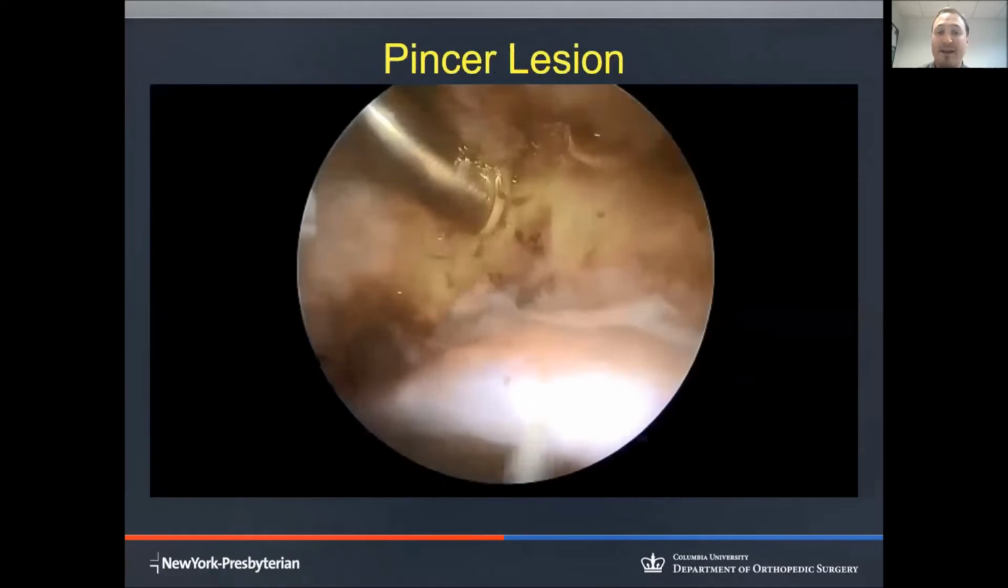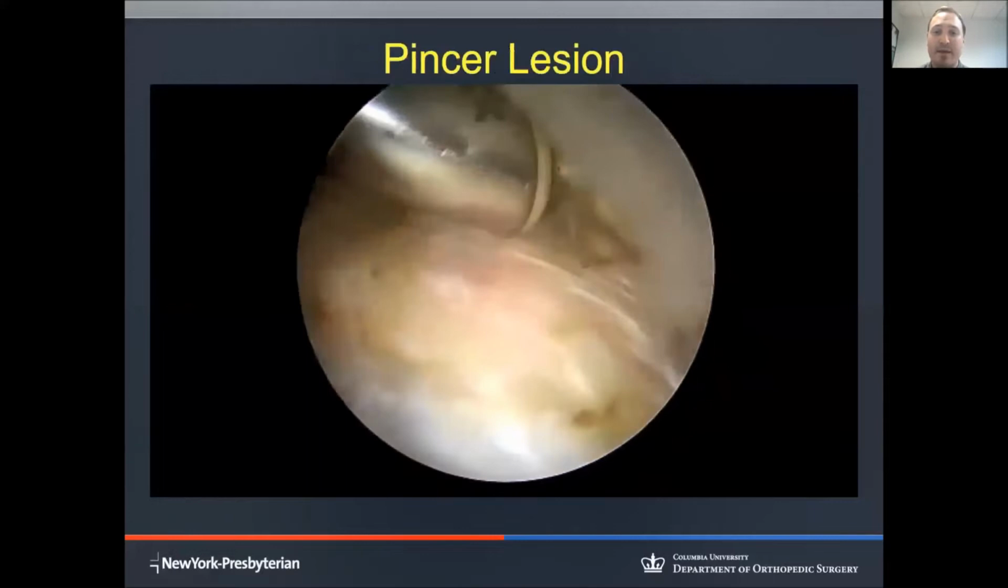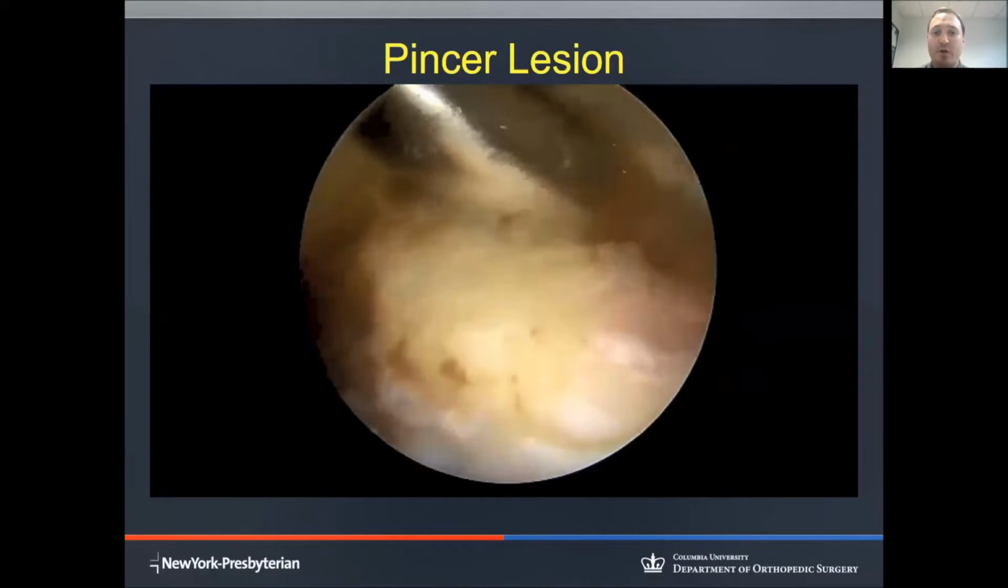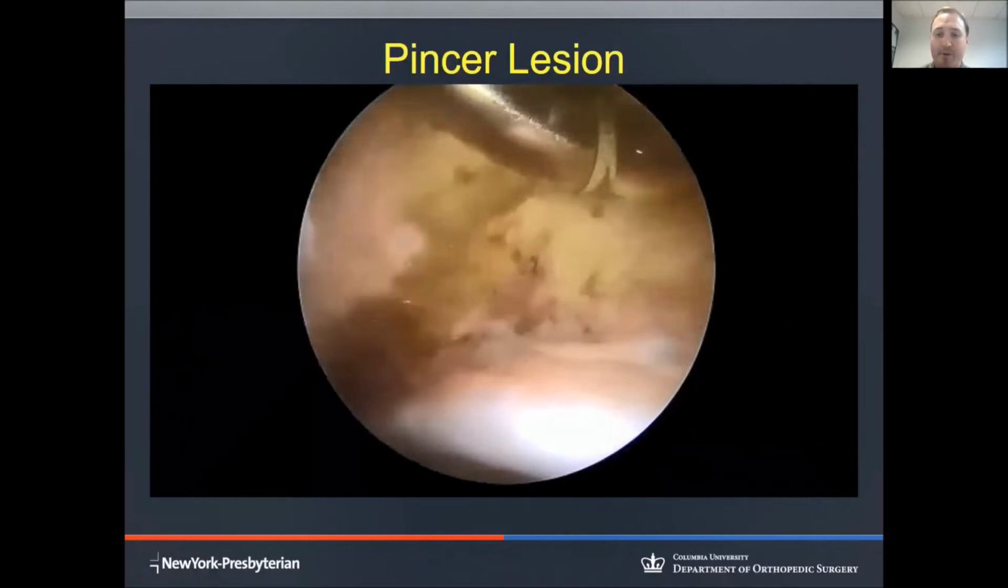Assessing the pincer lesion, we're looking right here. This is that big block of bone that's coming off of the acetabulum. The labrum's on the lower portion. So you can imagine when you're going into flexion or deep flexion, lunging, or any type of dancing activity, that bump of bone is banging into the labrum and can cause that pain.